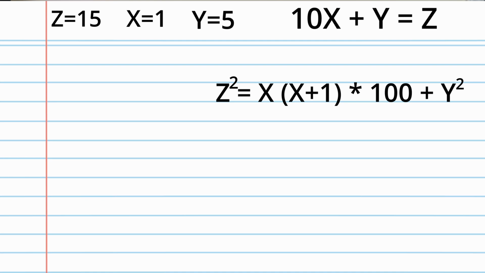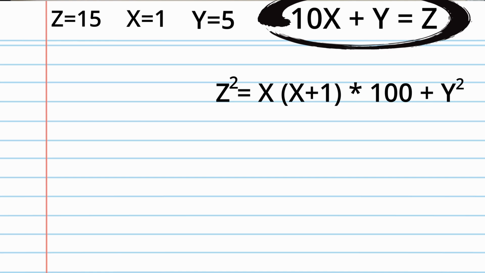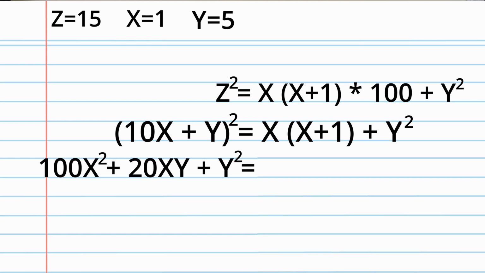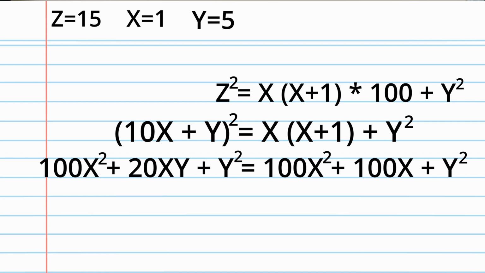So let's go back and grab that equation for z where it's 10x plus y. We're going to put that in our equation, and we've got to square it now so that it's equal to the other side. Now we go back to the FOIL method that we learned probably in algebra or algebra 2, and that's the first ones, the inner ones, the outer ones, and the last ones. We're going to multiply those together, and we get 100x squared plus 20xy plus y squared. But let's multiply it out on the other side. So we got 100x squared plus 100x plus y squared.